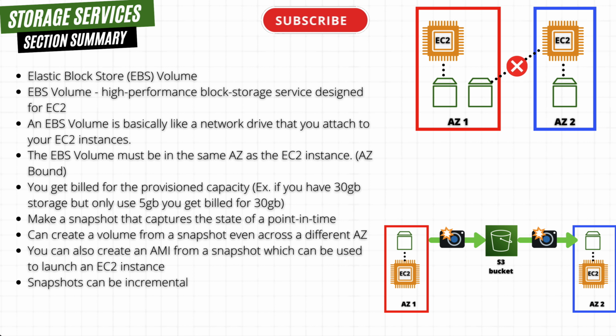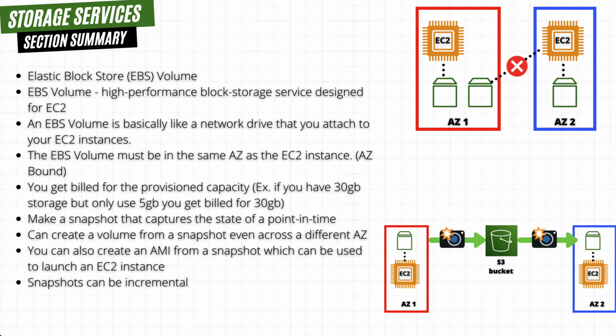As we discussed before, EBS volumes are high-performance block storage service designed for EC2 instances. They are basically like a network drive that you attach to your EC2 instance. This network drive is responsible for containing the operating system your EC2 instance uses and for persistently storing your data. Remember that EBS volumes must be in the same availability zone as the EC2 instance. With EBS volumes, you get billed for the provisioned capacity.